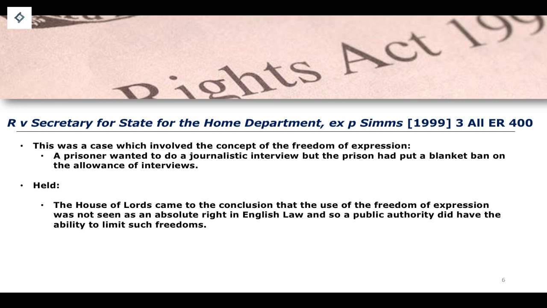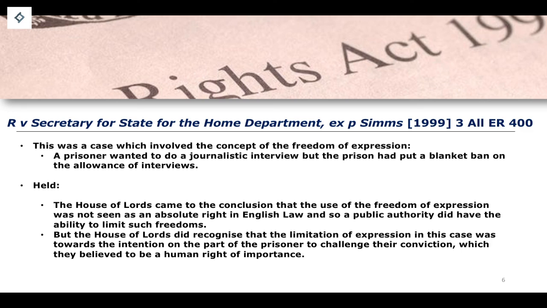So as a result of this, they made the argument that the freedom of expression is not an absolute right as per the common law description within English law. But they also made it very clear that the limitation of the freedom of expression in this specific case was towards the intention on the part of a prisoner to challenge their conviction, which was believed to have been a right of such importance that it did not fall into this limitation on the freedom of expression.